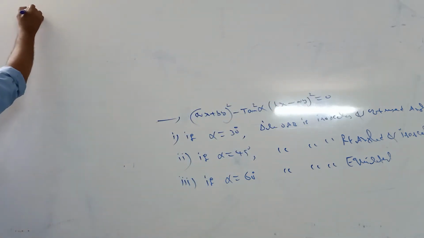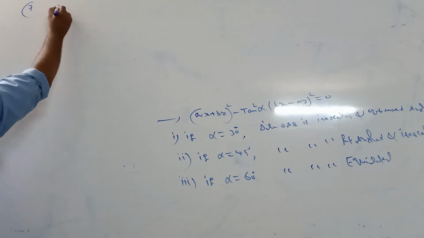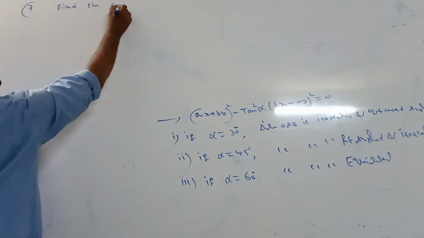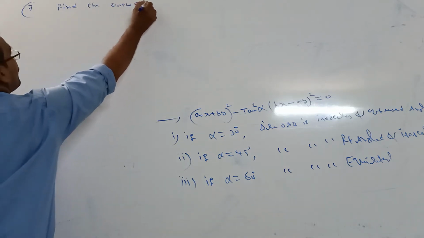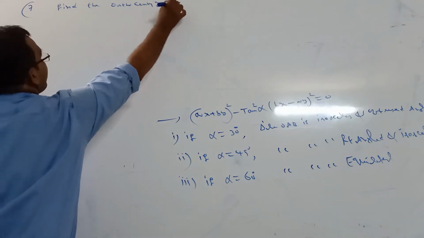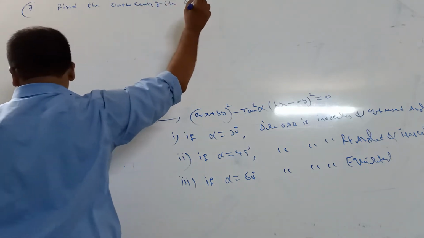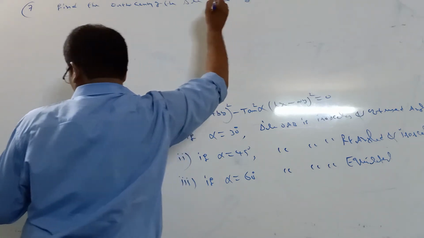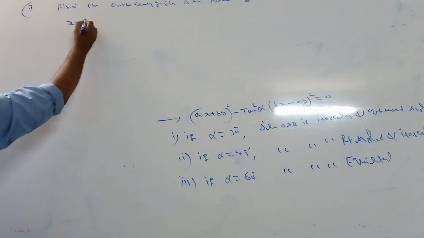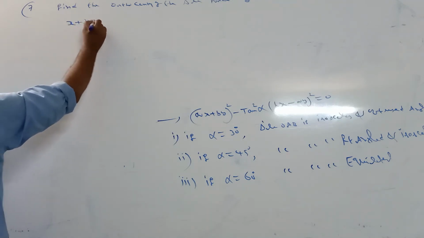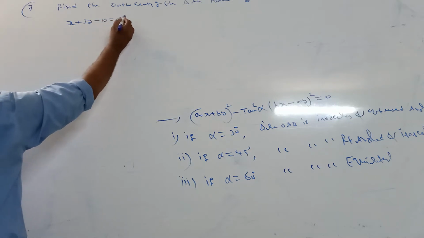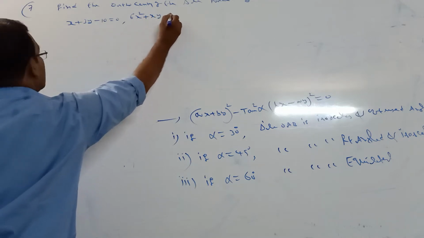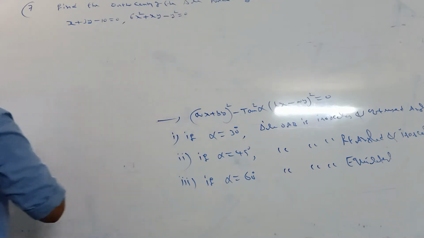Next question. Find the orthocenter of the triangle formed by x plus 3y minus 10 equal to 0, 6x square plus xy minus y square equal to 0.